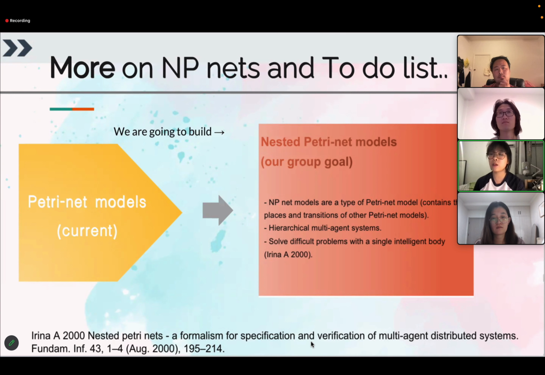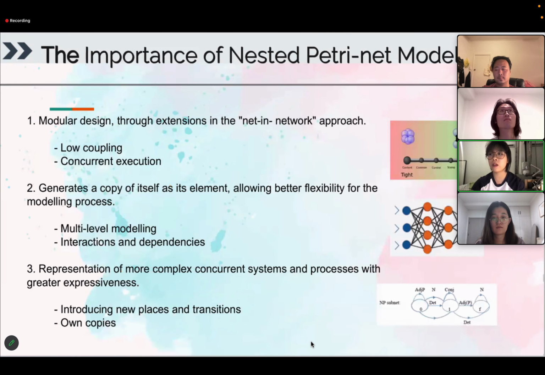NP-net is a special type of Petri net because NP-nets are an extension of Petri nets. They contain other Petri nets in their own places and transitions. It is modeled for hierarchical multi-agent systems. There are three parts about the importance of NP-net models. The first is less coupling between models.